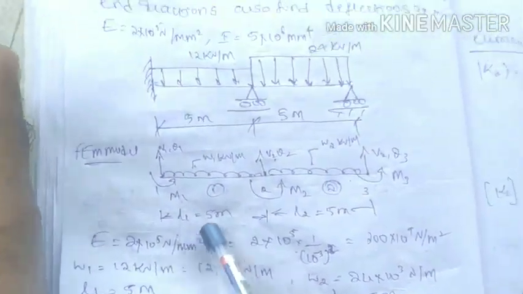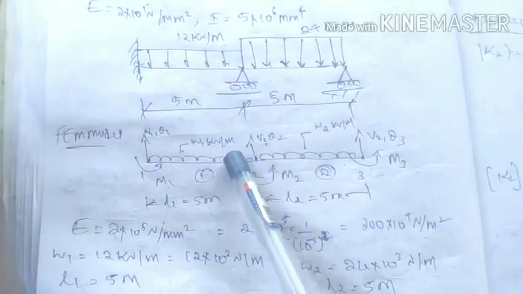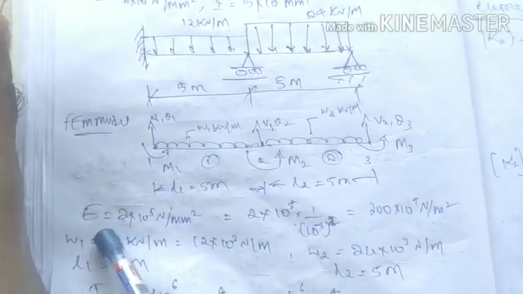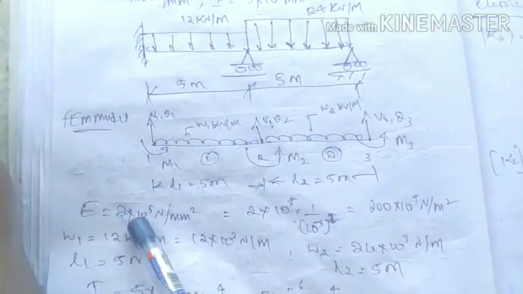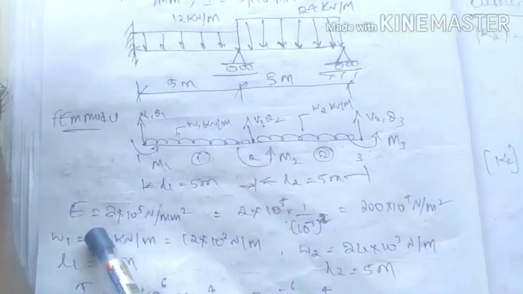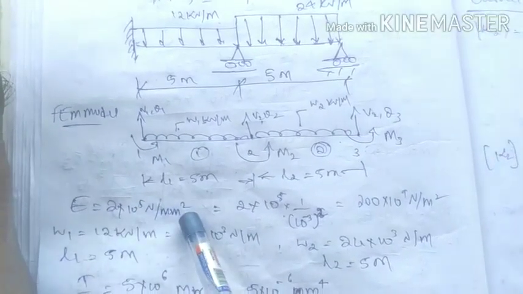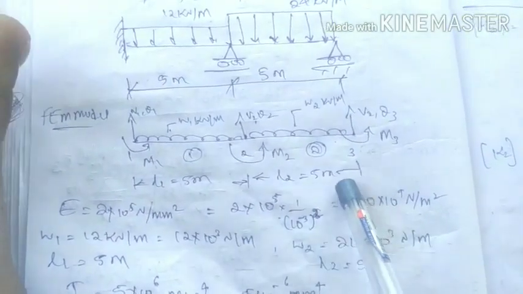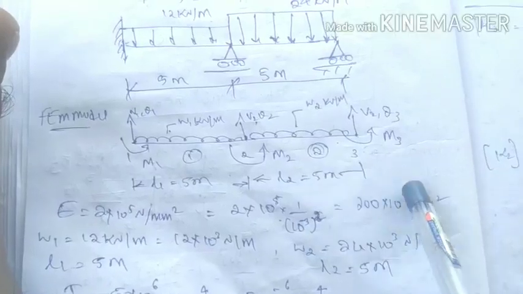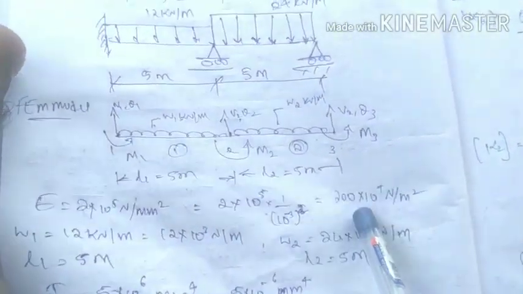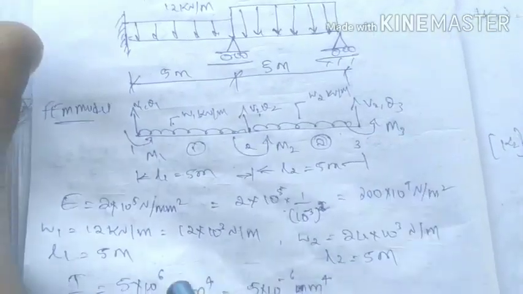Now E, so as I told you, the magnitudes are given in terms of Newton per meter, therefore everything you convert into meter. When converted, E is the same for both elements. E1 equal to E2, it is 10 raised to 2 into 10 raised to 5 Newton per mm square. You need to convert into Newton per meter square, so that is divided by 10 raised to minus 3 whole square. Then you will get 200 into 10 raised to 9 Newton per meter square.